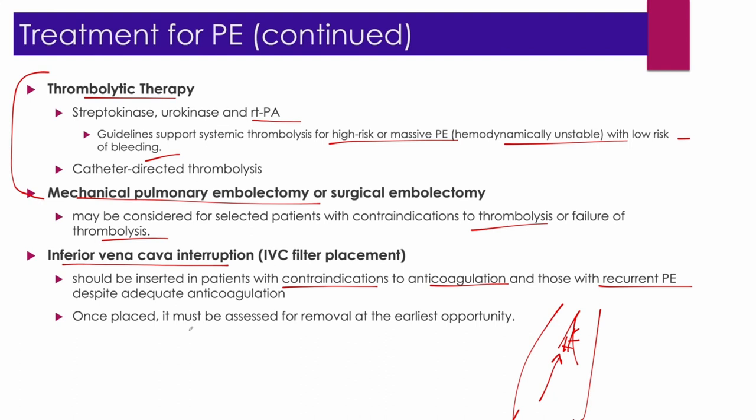And they put it in the inferior vena cava. So you have the common iliacs coming in, dumping here. They put it here so that the clots can't make it from the leg all the way up to the heart and the lungs. We try to remove these at the earliest opportunity. Some patients have to have it long term.